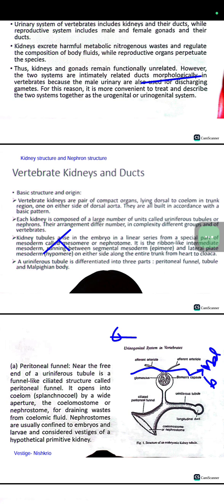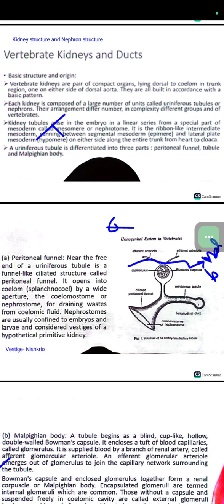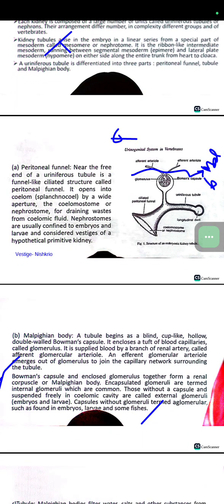A nephron divides into three parts: peritoneal funnel, tubule, and Malpighian body. Peritoneal funnel: near the free end of the urinary tubule is a funnel-like ciliated structure called the peritoneal funnel. It opens into the coelom by a wide aperture, the coelomostome or nephrostome, for draining wastes into coelomic fluid. Nephrons of this kind are confined to embryos and larvae and are considered vestiges of a hypothetical primitive kidney.